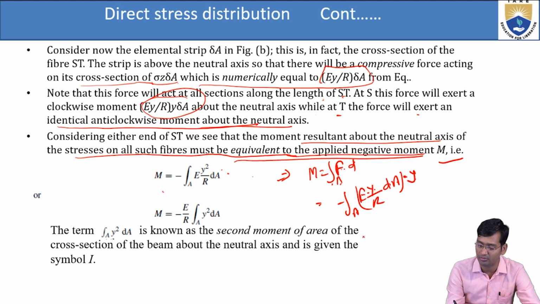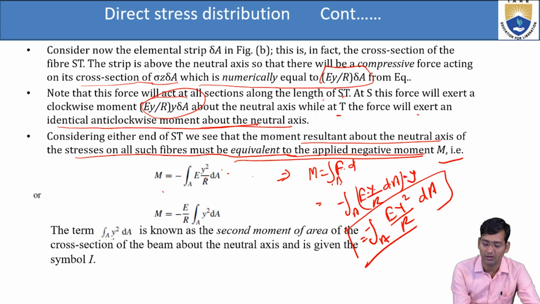Now this y becomes y square. So the integral over A of minus E y square by r into dA will be the moment. Now again take E by r common. So M equals minus E by r common, integral over A of y square dA. Right, so now from here E by r is constant, and here we have this integral over A of y square dA.